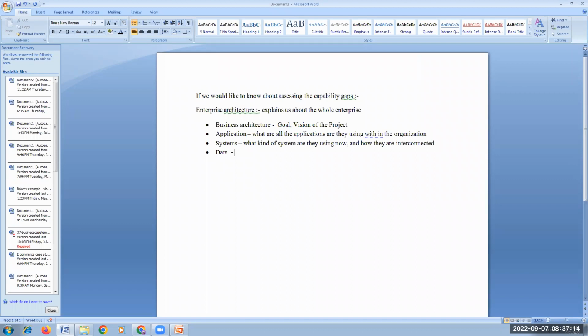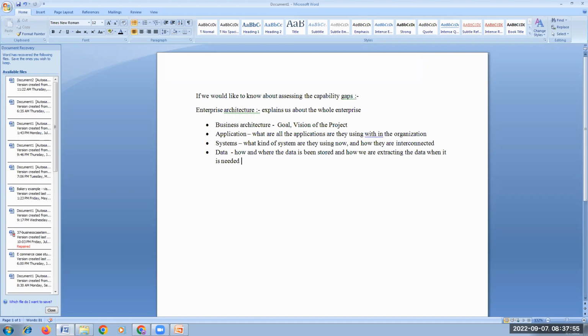Apart from the systems architecture, the next is data architecture. Data architecture means how and where the data is being stored and how we are extracting the data when it is needed. So this is what we call data architecture.